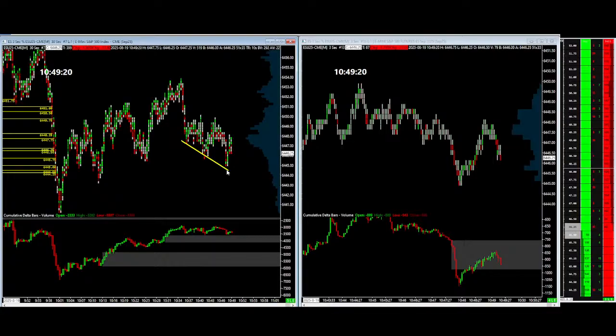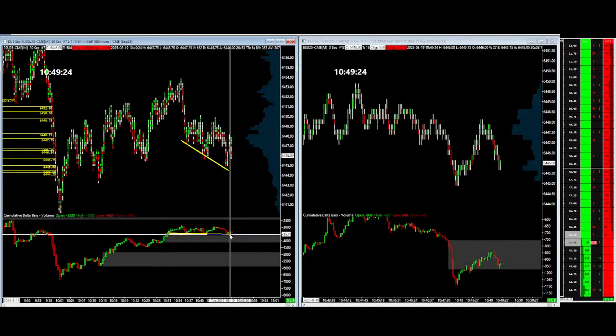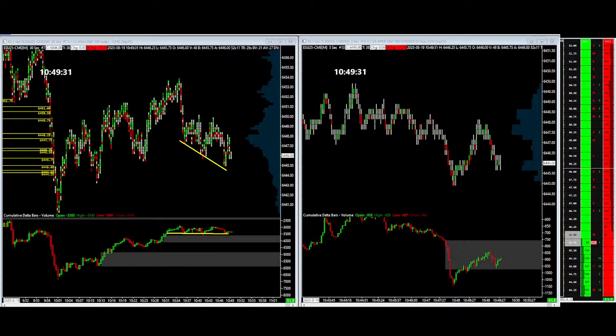See how the price is going down, but the delta is flat? So the price is going down, but the volume is flat.